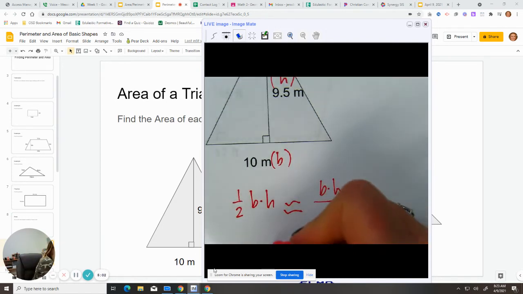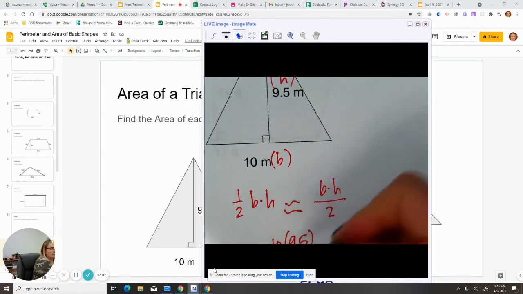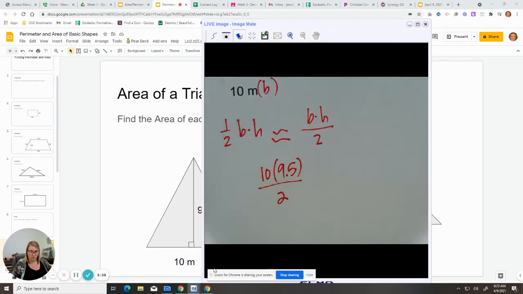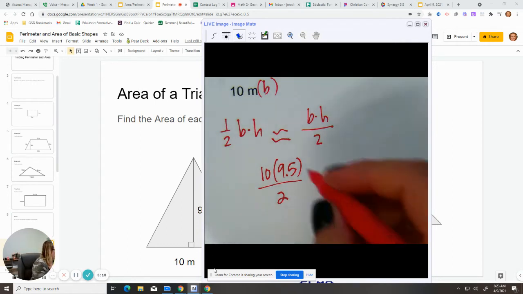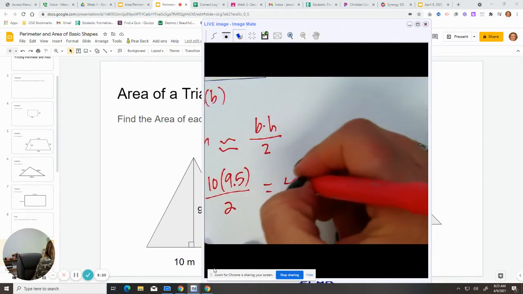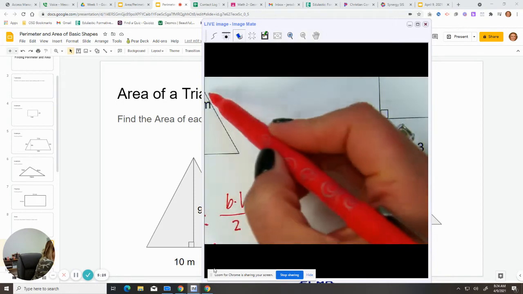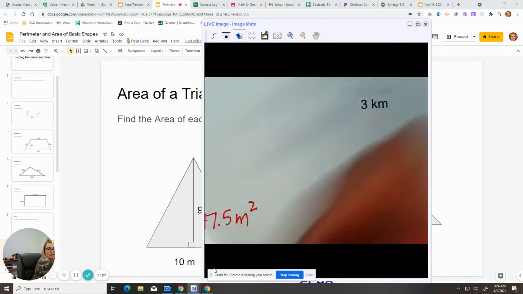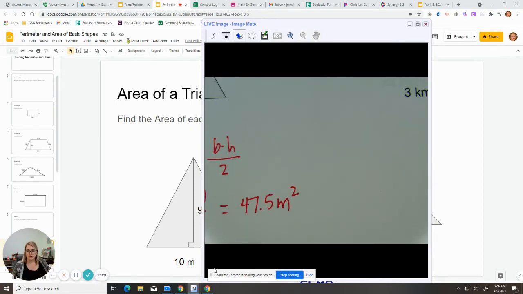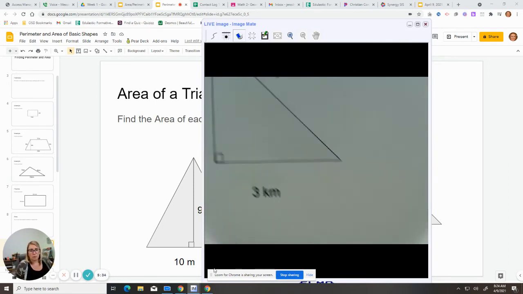So we're going to take 10 and times it by 9.5, and then we're going to divide it by 2. I'm going to get my calculator. 10 times 9.5 is 95, divided by 2 is 47.5. 47.5 meters squared. This is in regular meters, so now it's in square meters. Okay, and we are going to do the exact same thing with this.